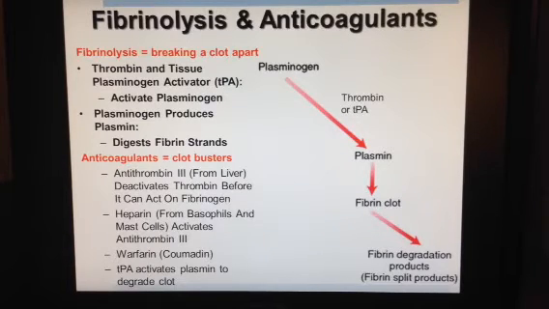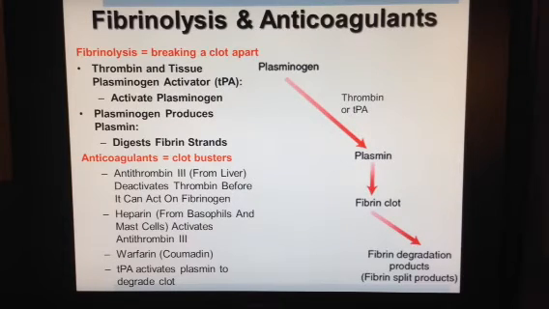There are some anticoagulants, some natural and some man-made, that, quote, bust clots. Antithrombin 3 is made in the liver, and it'll deactivate thrombin before it can act on fibrinogen. Recall that fibrinogen had to be converted to fibrin. Without fibrin, a clot can't form. Heparin is produced from basophils and mast cells, yes, from the immune system, and these also activate antithrombin 3.